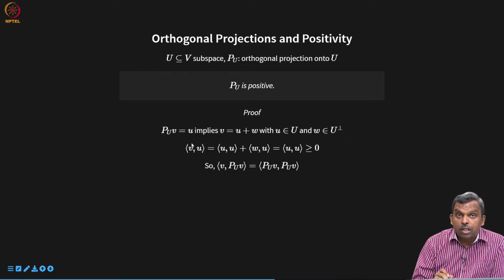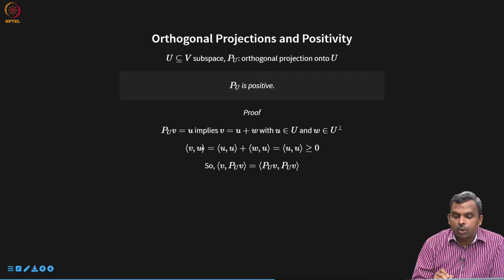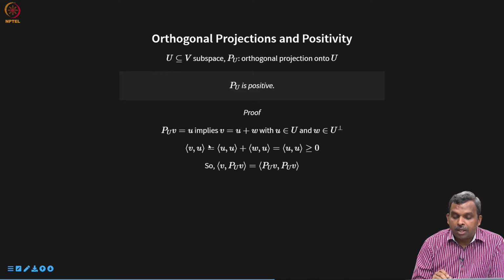So now notice what happens when I look at <v, u>. Okay, what is <v, u>? That is <v, P_U v>, right? That's what I'm trying to find here. So <v, u>, v is u plus w, so it's <u, u> plus <w, u>. Now what is <w, u>? Because w belongs to U perp, u belongs to U, so <w, u> goes away, right? So notice you get just <u, u>.